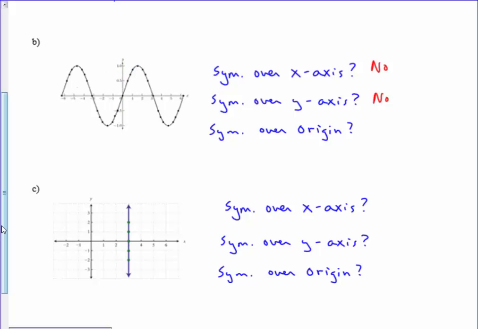Symmetry over the origin. We would look at the ordered pair 0, 0, and then see if for every point here, there is another point equal distance across the origin. And you can see that there would be. So the answer here would be yes. Because it is symmetric over the origin, you would say that this function is also odd.